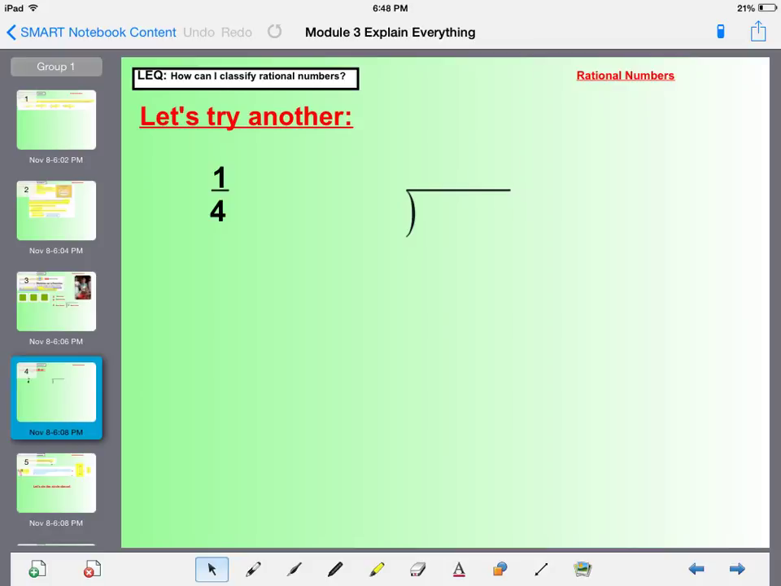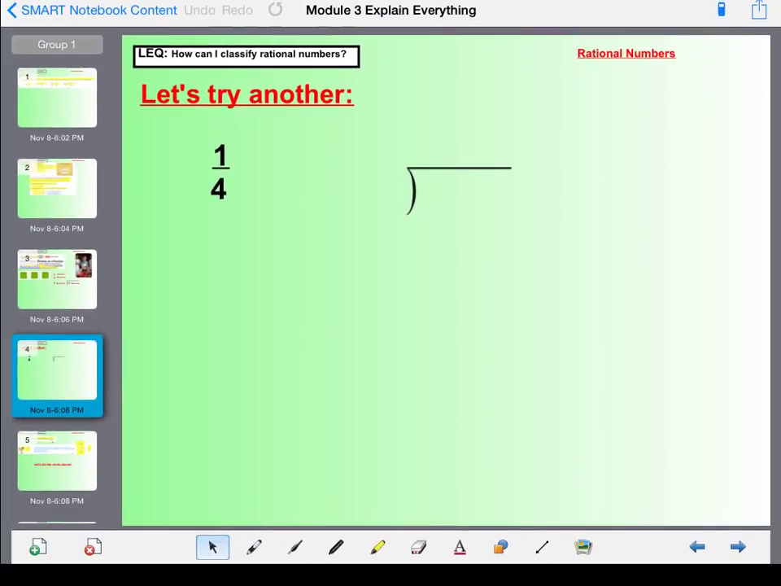Okay, let's go ahead and try another. We have 1 divided by 4, so we know that the numerator goes on the inside and the denominator goes on the outside. And so we have 1 divided by 4. Well, we take a look at this and we go, well, 4 will not go into 1, so that's a 0. And we know that we're going to put our decimal point because it's going to be pieces now. And we start adding zeros until we reach either a terminating or a repeating decimal.